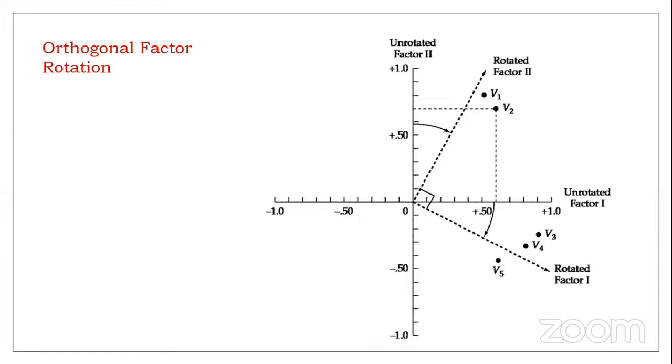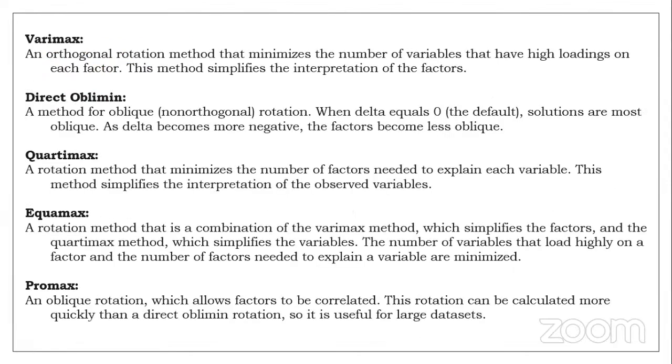Another depiction of an orthogonal factor rotation is seen here. There are different types of orthogonal and oblique rotation types. For example, the Varimax rotation. Varimax is one of the most popular and most widely used orthogonal rotations. It minimizes the number of variables that have high loadings on each factor. So this method simplifies the interpretation of the factors. You get an absolutely uncorrelated set of factors, and it becomes easier to interpret them very well.